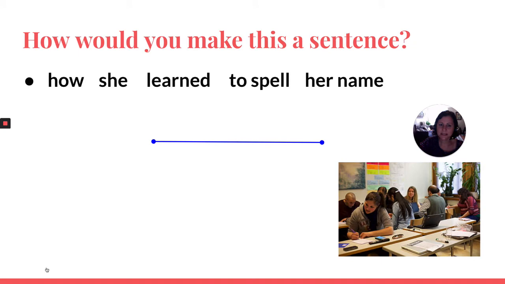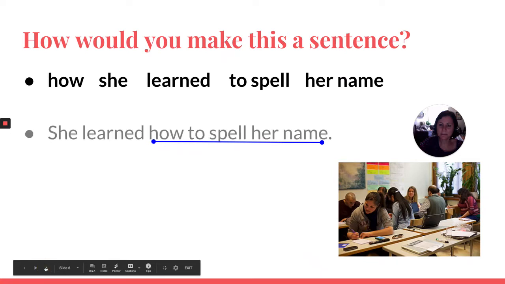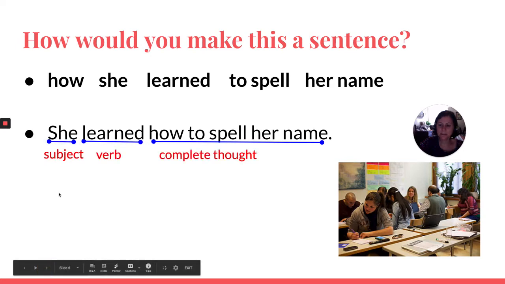How would you make this a sentence? How she learned to spell her name. She learned how to spell her name. First we have the subject, then the verb, and then the complete thought.